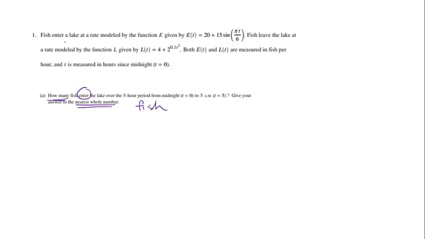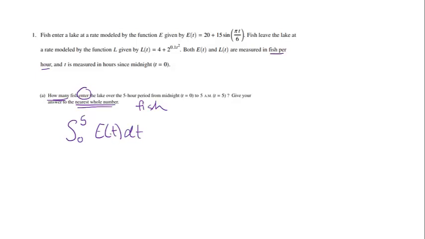All right. And I noticed that I'm at a rate of fish entering the lake in fish per hour. So to go from fish per hour to fish, we are going to take the integral. It's going to be from 0 to 5. And the entering formula is E of t. So I'm going to write E of t dt.